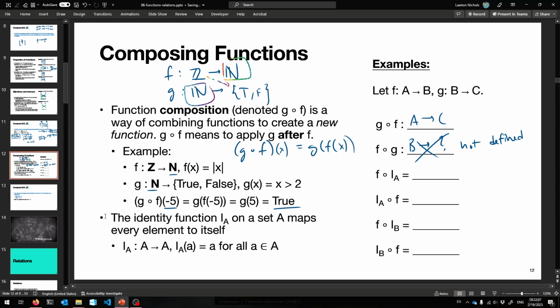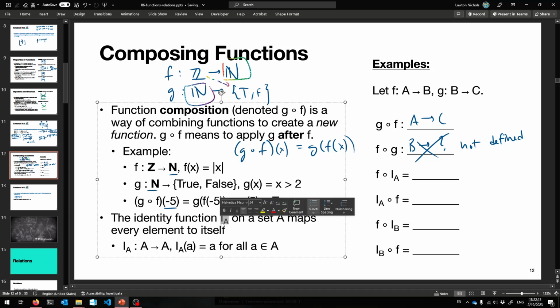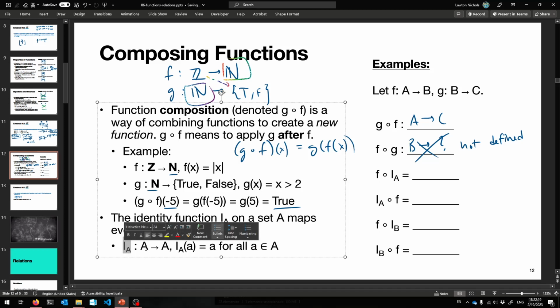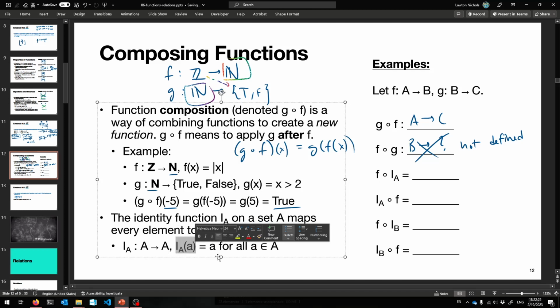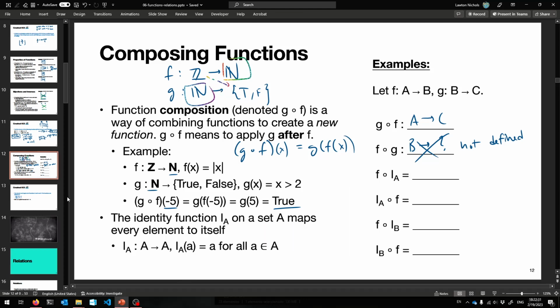All right. Next, we have the identity function, which is a very standard function to want to use. The identity function on a set A, you call that I of A, and it maps every element to itself. So the identity function on the set A takes an a, gives you back an a. It gives you back the exact same input. So I of A on some value a gives you back that same value a, for every a in A. So that's a lot of A's. Hopefully that makes enough sense.